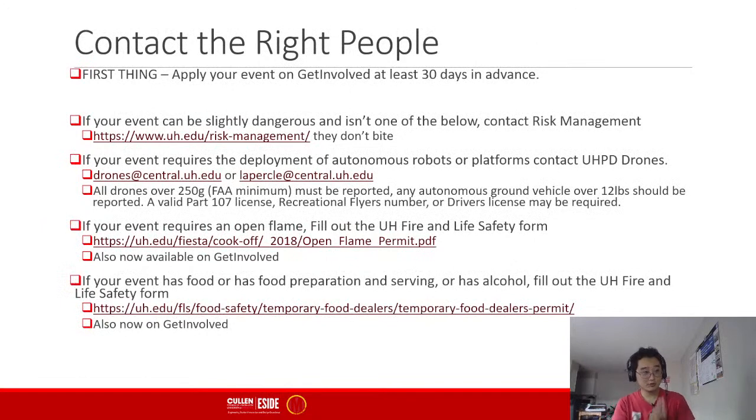First thing you need to do is apply for your event or your activity on Get Involved at least 30 days in advance if you can, right? If it's not some sort of emergency event, just apply on Get Involved at least 30 days in advance. Fill out your application the month before the event happens and let Get Involved know. Then contact the right people for that institution, for the organization.